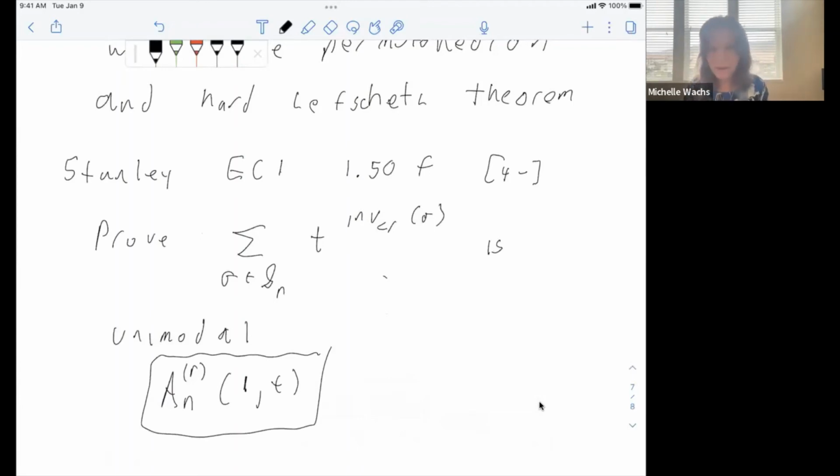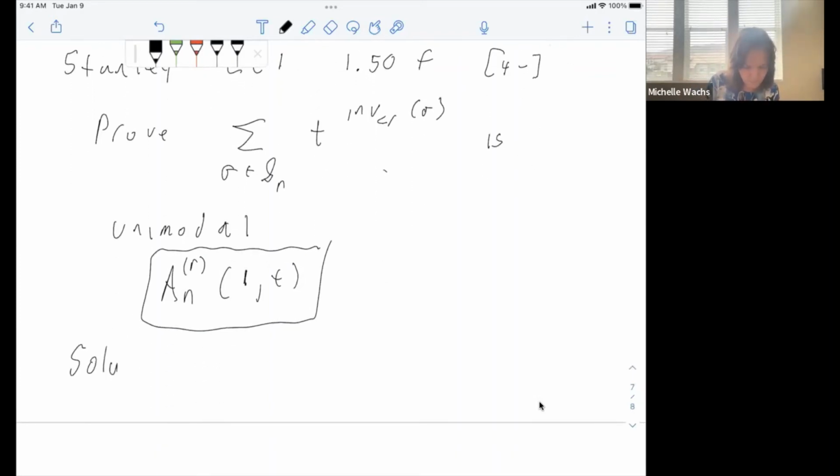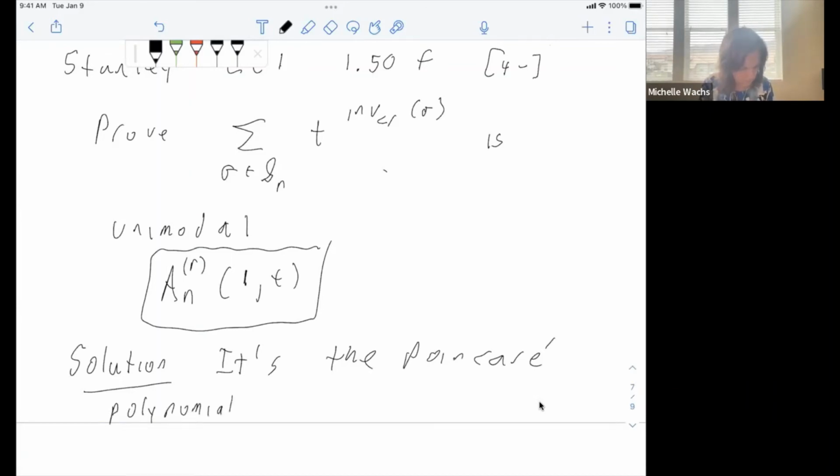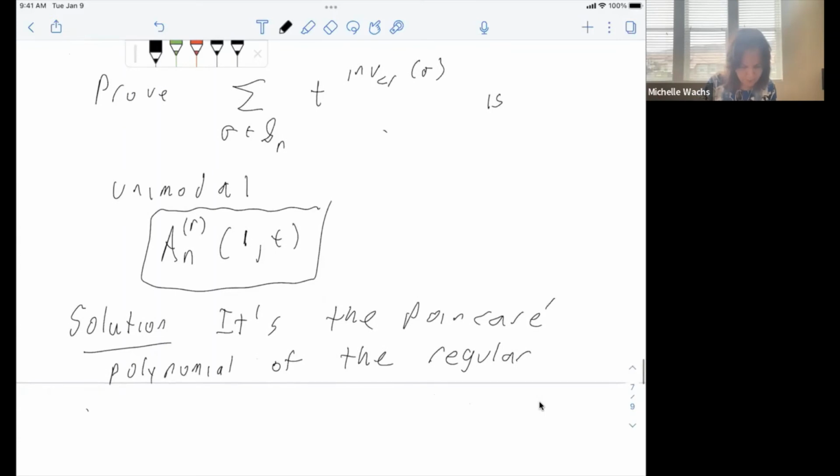And we didn't know that that polynomial had ever been looked at before. And we saw in Stanley, according to Stanley, it's unimodal. We didn't know how to prove that exercise. It was a 4-. It was quicker to look at the solutions than try to figure it out, we knew that. So looking at the solution, here's the solution that appeared in Stanley. It's the Poincaré polynomial of the regular semi-simple Hessenberg variety.